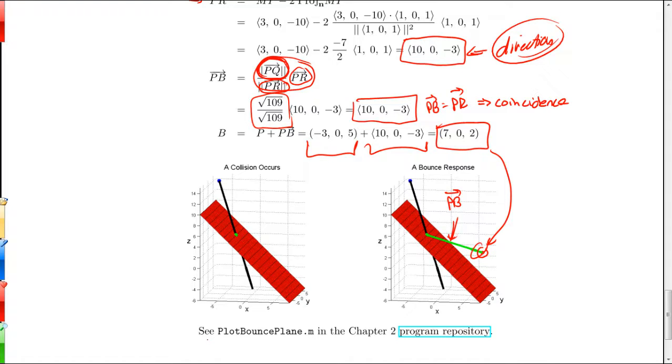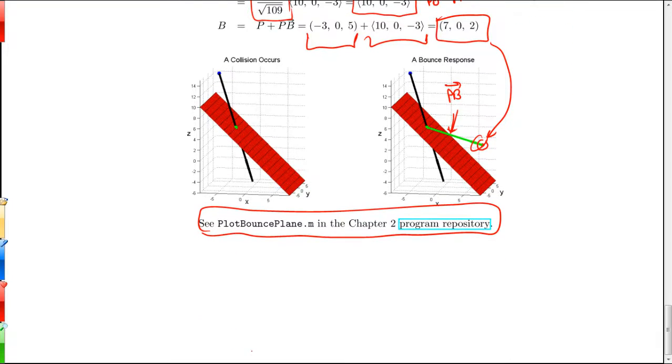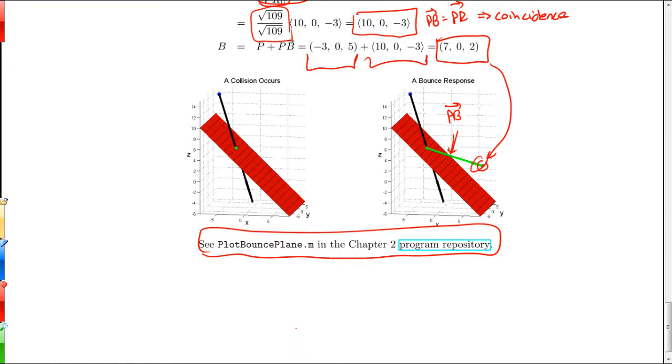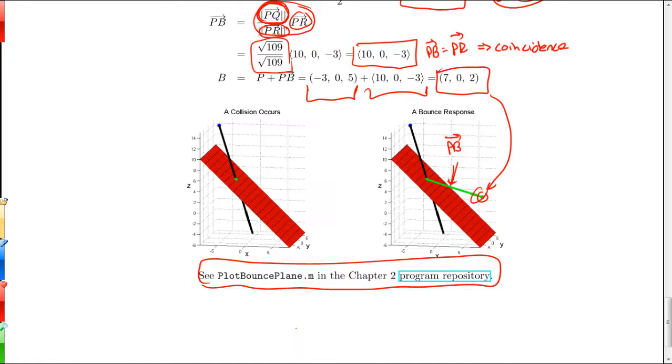And if you want to play around with this, there is a program called Plot Bounce Plane in the Chapter 2 program repository, and you should pull that out and play around with it, because it basically shows you how to do this process in code. It's easy to do. It's actually this problem exactly in MATLAB code. So pull that up, play around with it, make sure it makes sense to you, and I will see you in, this wraps up Chapter 2, I believe.